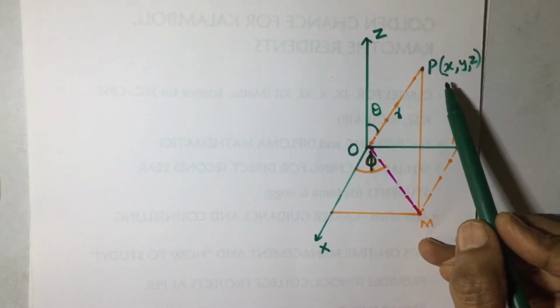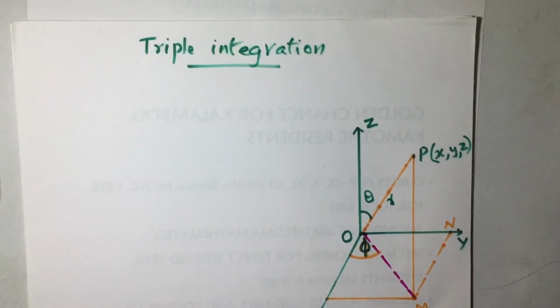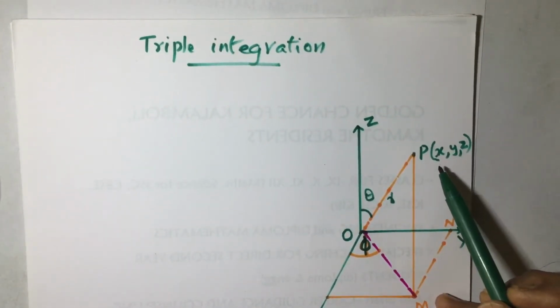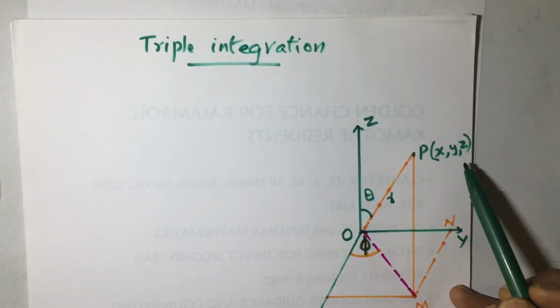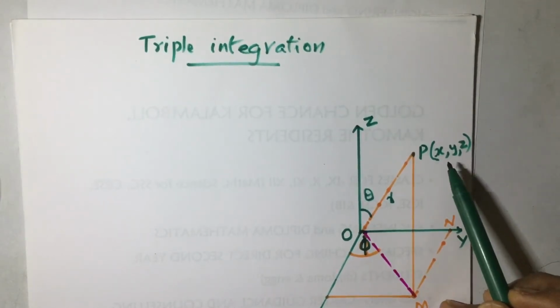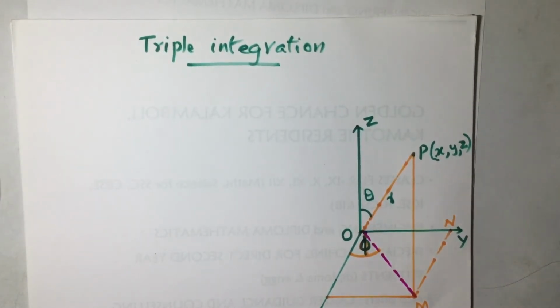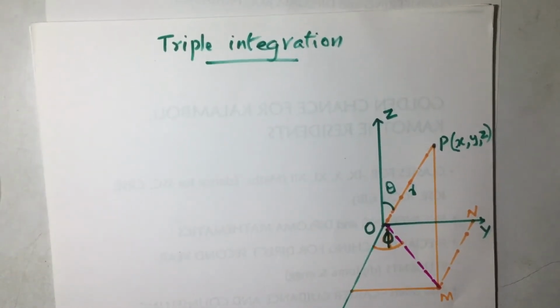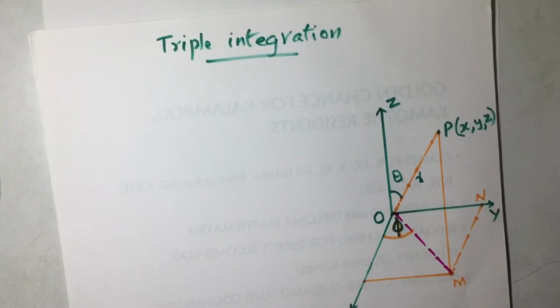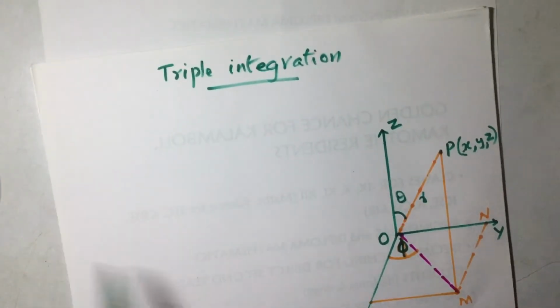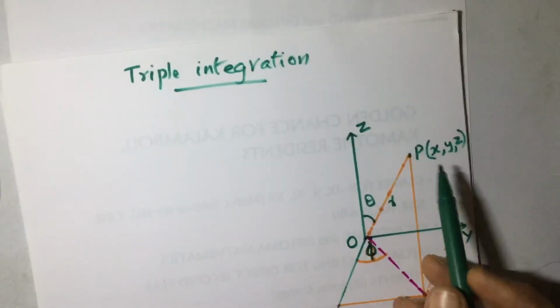Suppose P is a point in this plane, then what will be the coordinates of this point? That is P(x, y, z) in the Cartesian system. What will be these x, y and z in the spherical system and in the cylindrical system? We will see that. Okay. So here in the Cartesian system, this is P(x, y, z).